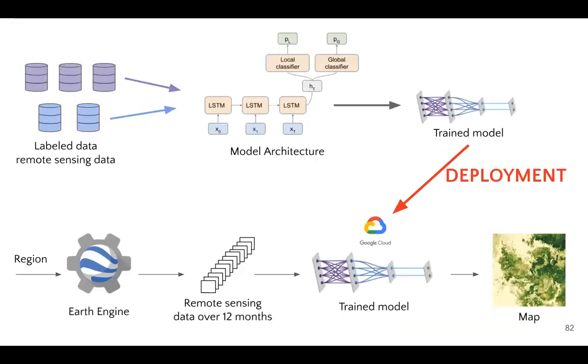And here's a visual representation of all of this. The main thing is just that the trained model goes from here to here into this bottom pipeline, and we're able to use it to create a map.